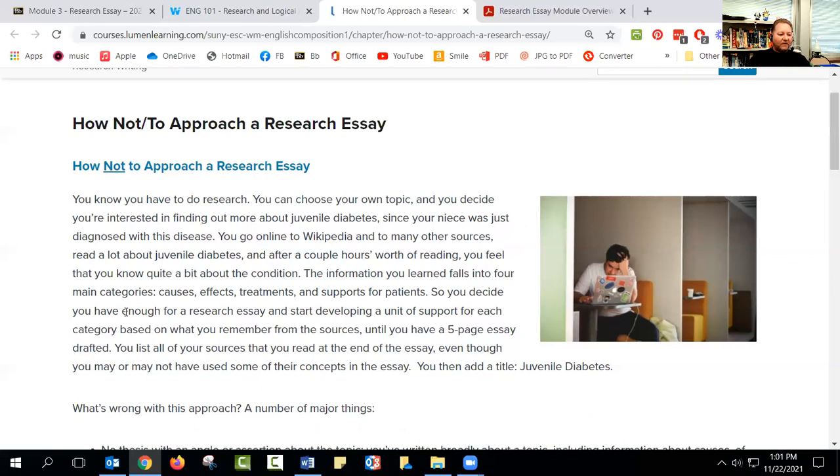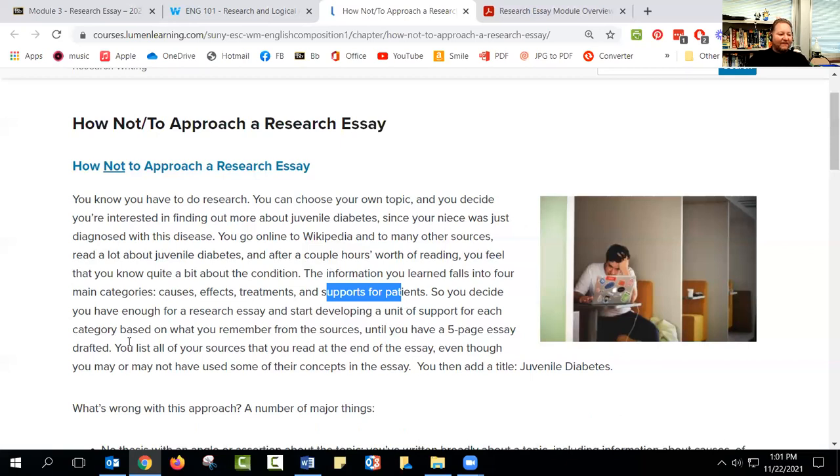So you decide you have enough for a research essay and you start developing a unit of support for each category based on what you remember from the sources until you have a 5-page essay drafted. So you wrote a paragraph about causes of juvenile diabetes. You wrote a paragraph about the effects of juvenile diabetes. You wrote a paragraph about the treatments for juvenile diabetes. You wrote a paragraph about the supports for patients with juvenile diabetes, right? And you're like, yeah, I got 5 pages.